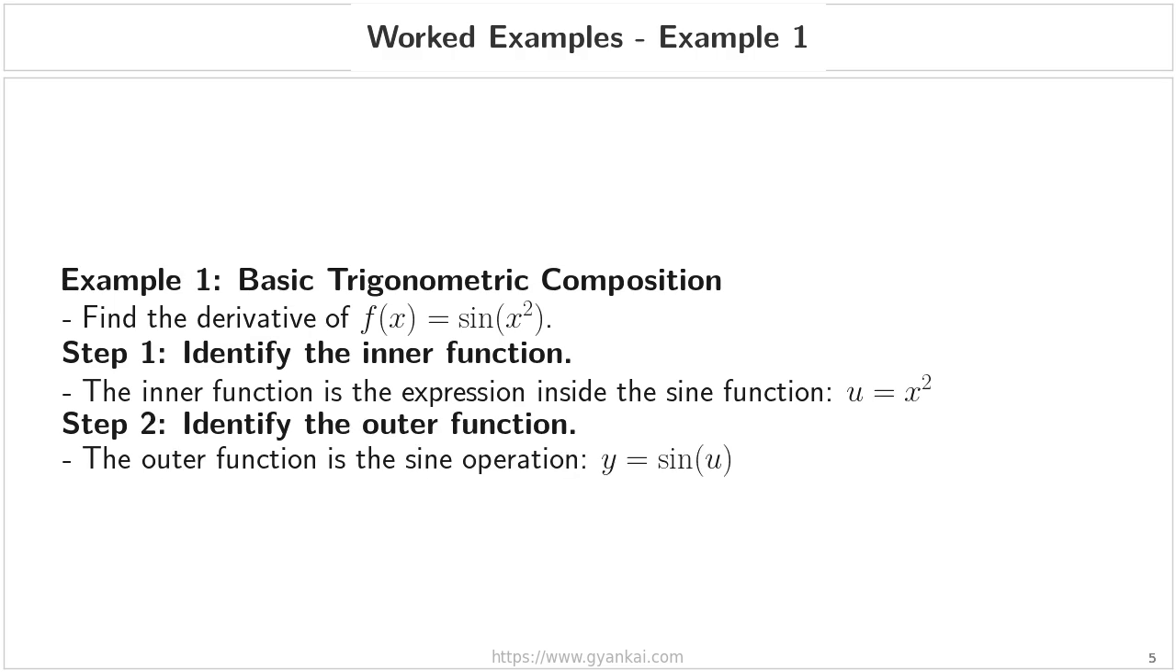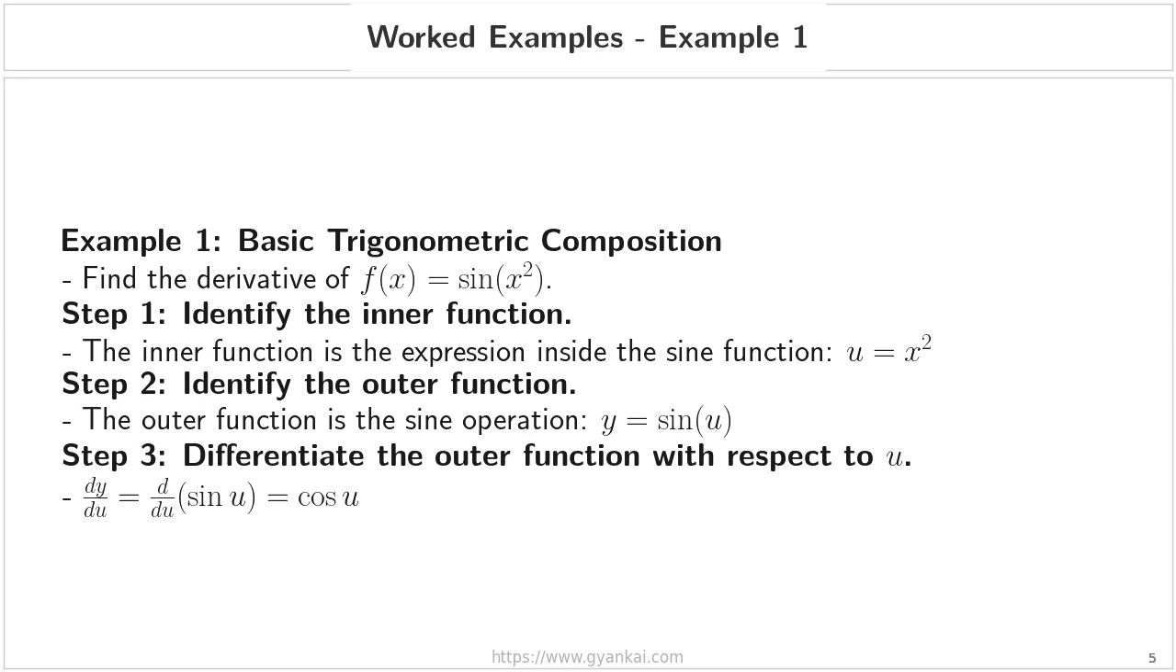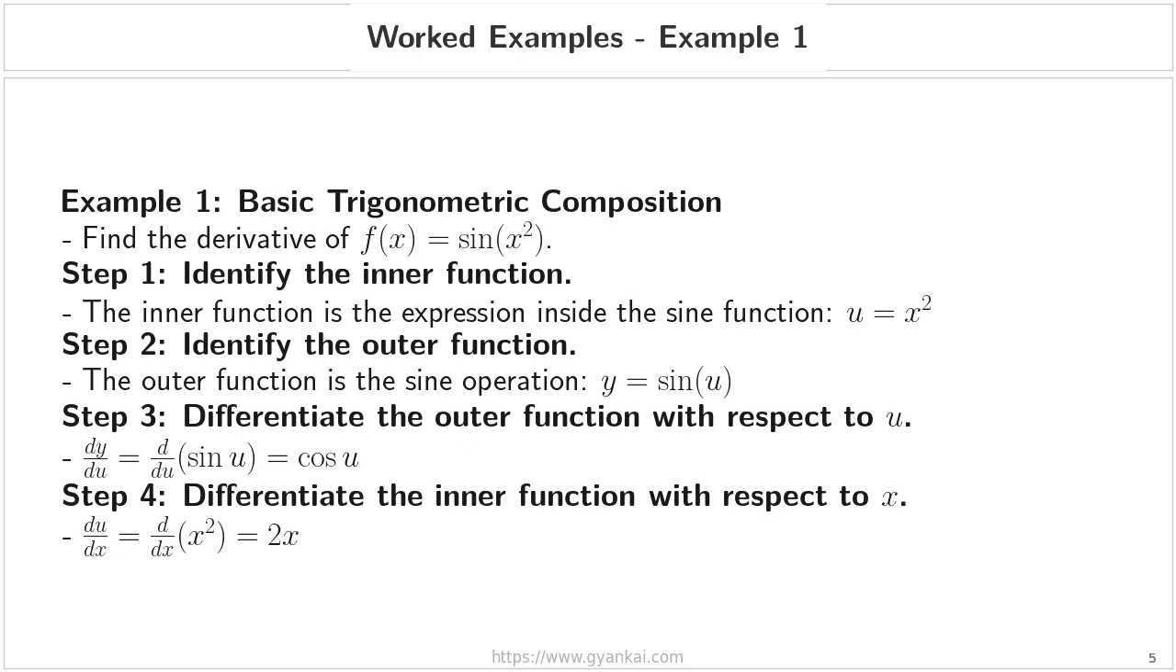Step 2 is to identify the outer function. By treating the inner expression as a single variable, u, we can see that the overall operation being applied is the sine function. Thus, y equals sine of u. Now we move to step 3, where we differentiate the outer function with respect to u based on our standard trigonometric derivatives. The derivative of sine of u is cosine of u. This gives us dy by du equals cosine of u. In step 4, we differentiate the inner function with respect to x, applying the power rule to x squared. We find that the derivative is 2x. So, du by dx equals 2x.